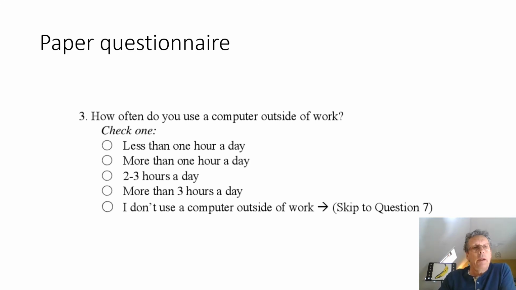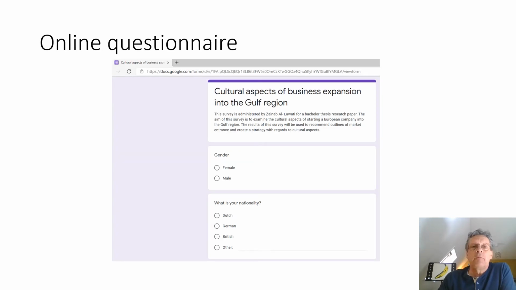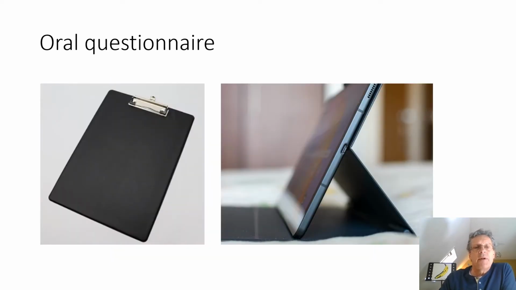Paper questionnaire, well, you are familiar with that. An online questionnaire, I'm convinced that each one of you has filled out an online questionnaire several times. An oral questionnaire: you print the list of questions, you put them on a clipboard, you ask people, can I ask you a few questions, and while they give answers, you tick the boxes. That's a very effective way of collecting quite a huge number of questionnaires.